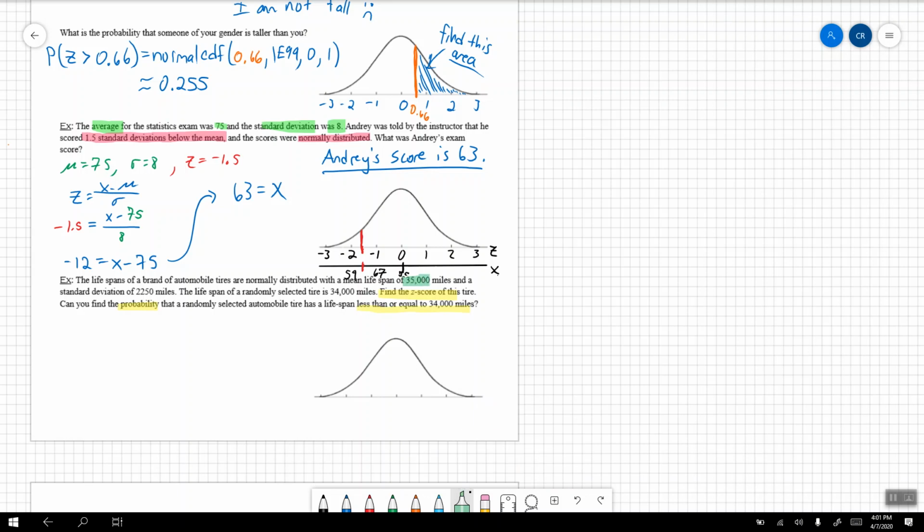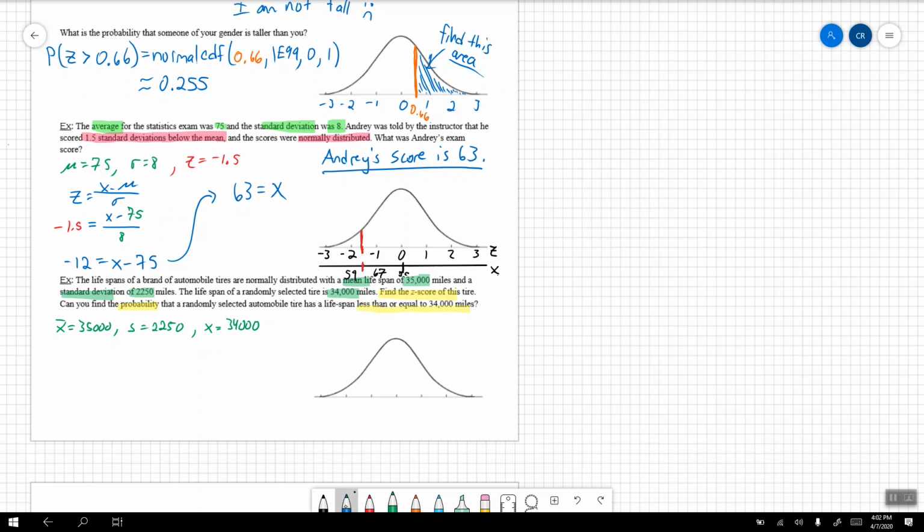So what is given to me, it says that you have a mean lifespan, in other words an average, and a standard deviation of 2250. Nice. So then the lifespan of a randomly selected tire is 34,000. Okay, I have everything I need to know now. So I have the mean, X bar, which was 35,000. I have a standard deviation of 2250. A randomly selected tire, that's my specific X value, which is 34,000.